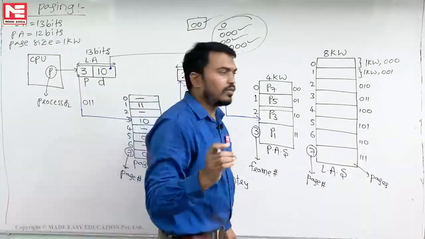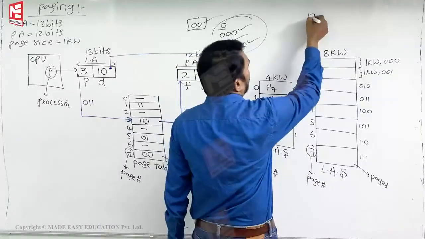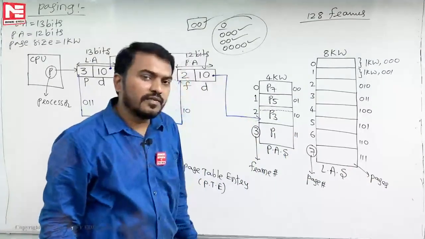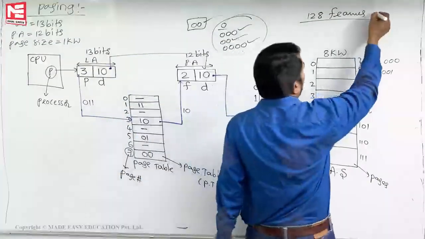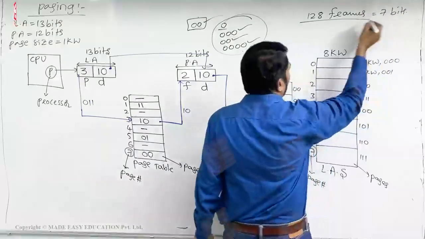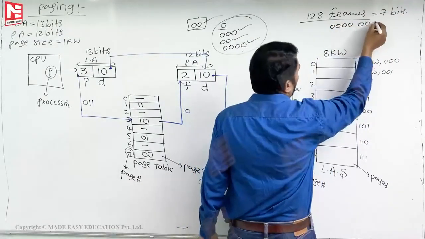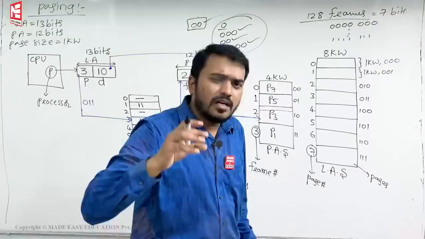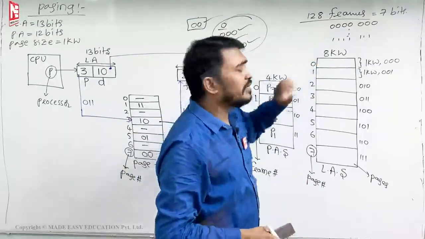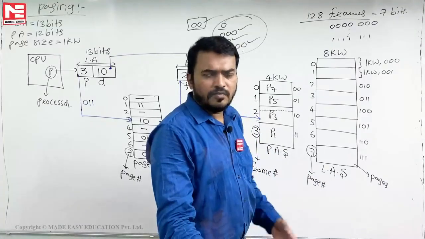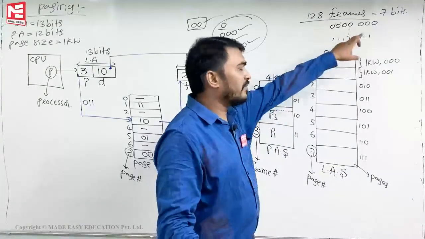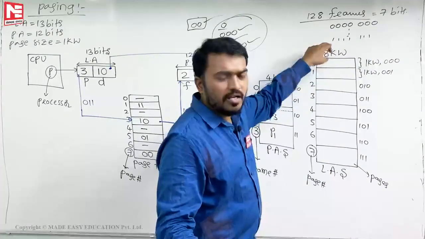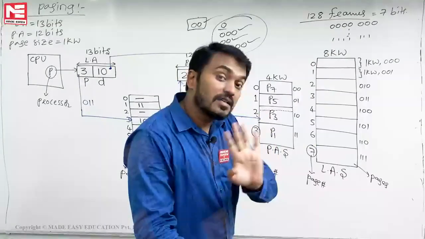Now let us say, small point, you are having 128 frames. If you are having 128 frames, how many bits does the frame number require? 7 bits. Very good. So frame number requires 7 bits means all zeros to all ones. No need to copy, all zeros to all ones. Wherever you write the frame number, you write 7 bits only. For 128 frames, 7 bits are needed, 7 zeros to 7 ones. So wherever you write the frame number, you write only 7 bits, is that clear?